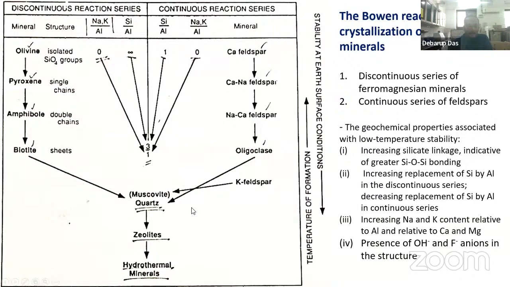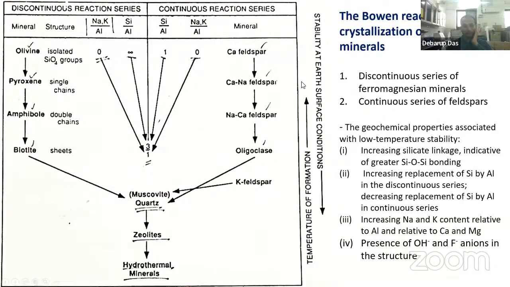And as per this, quartz is much more stable than oligoclase. Zeolites are even more stable. Hydrothermal minerals are most stable. Least stable is olivine. So increasing silicate linkage is indicative of greater Si-O-Si bonding, the geochemical property associated with low temperature stability.